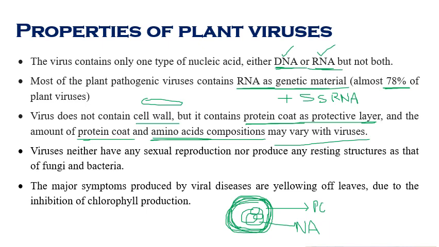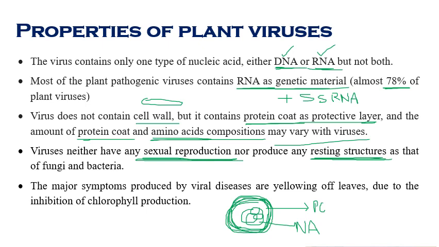Viruses neither have any sexual reproduction nor produce any resting spores. Unlike fungi, they don't reproduce by sexual reproduction, and they won't produce any resting spores like chlamydospores or sclerotia. No sexual reproduction and no resting spores can be observed in viruses.